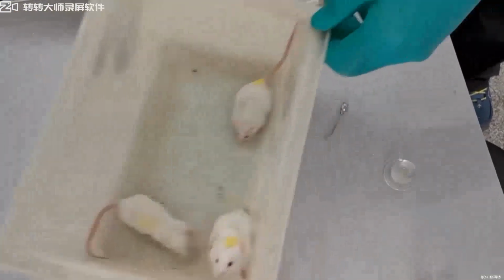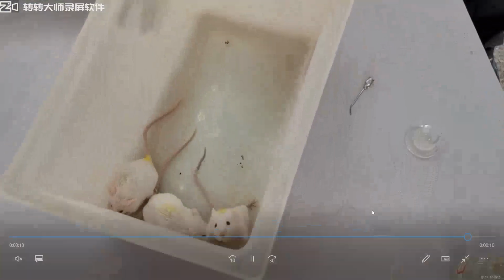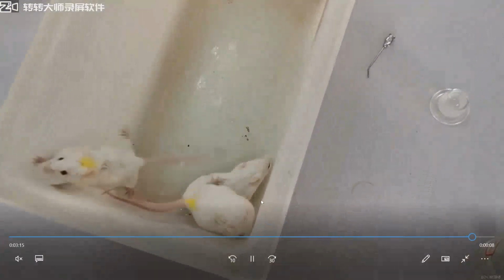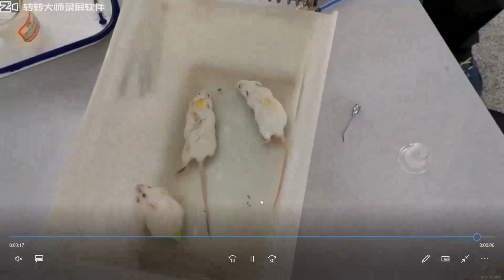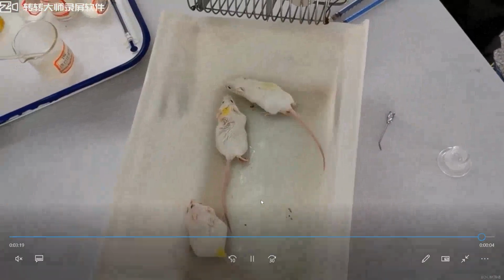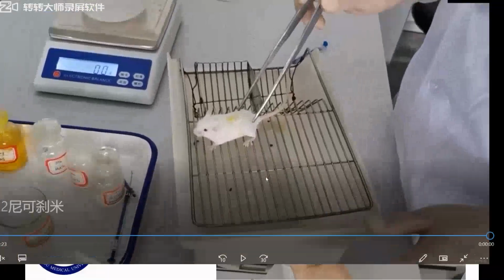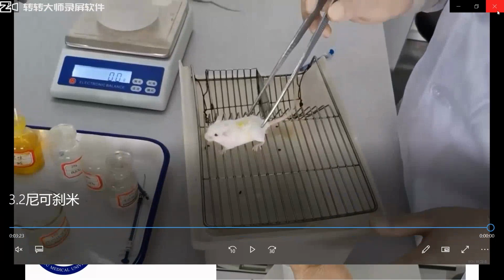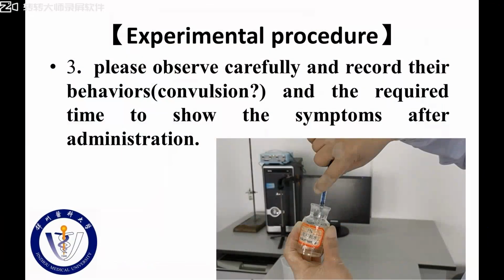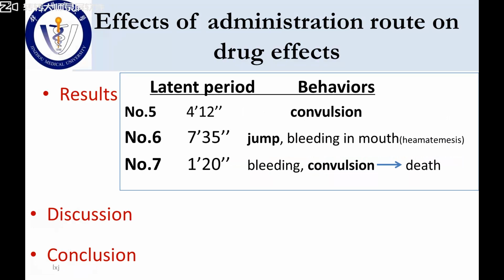If this is a jump, it is a relatively mild stimulation. Now, changing of muscle as convulsion, and record their symptoms on the time. Now, this is one result.